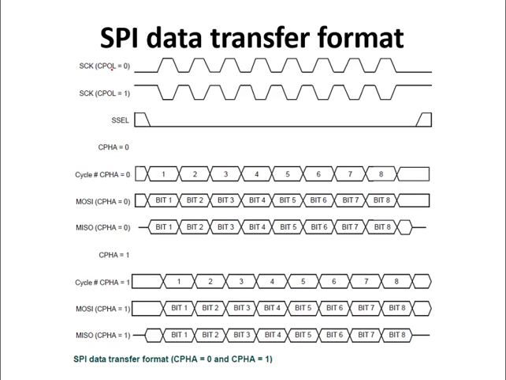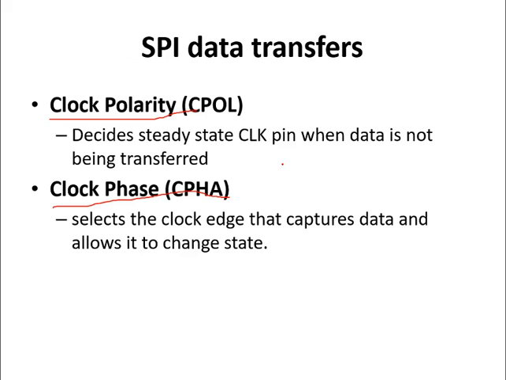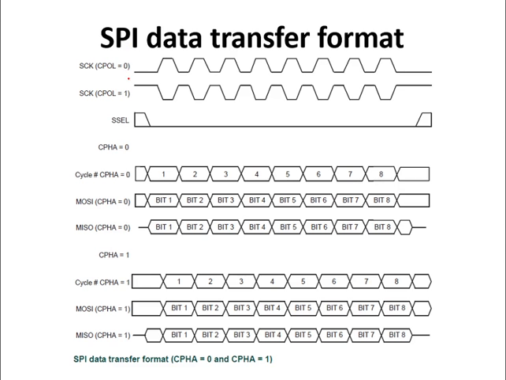Clock polarity once again: it decides the steady state of the clock pin when data is not being transferred. Consider this as the steady state. CPOL 0 means the steady state clock is 0, and CPOL 1 means the steady state clock is 1. When no data transfer is done, by default the clock line will be 1 in one case and 0 in the other. That depends upon CPOL, the clock polarity. After that it will toggle high and low whenever data transfer takes place.